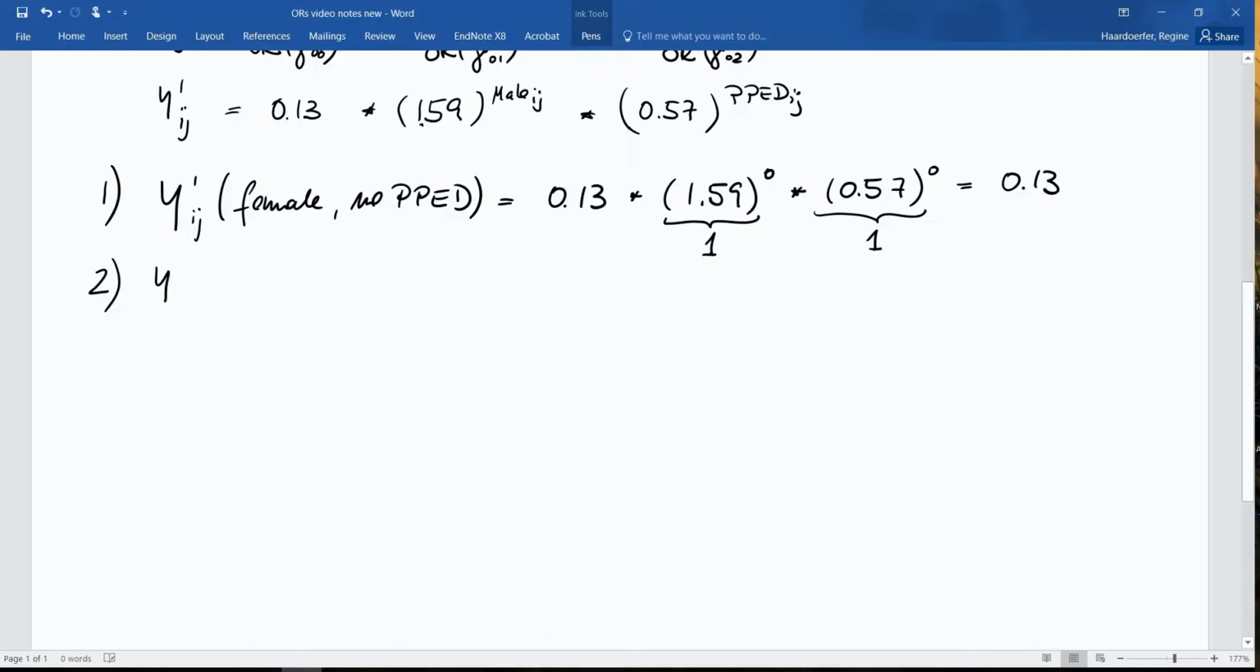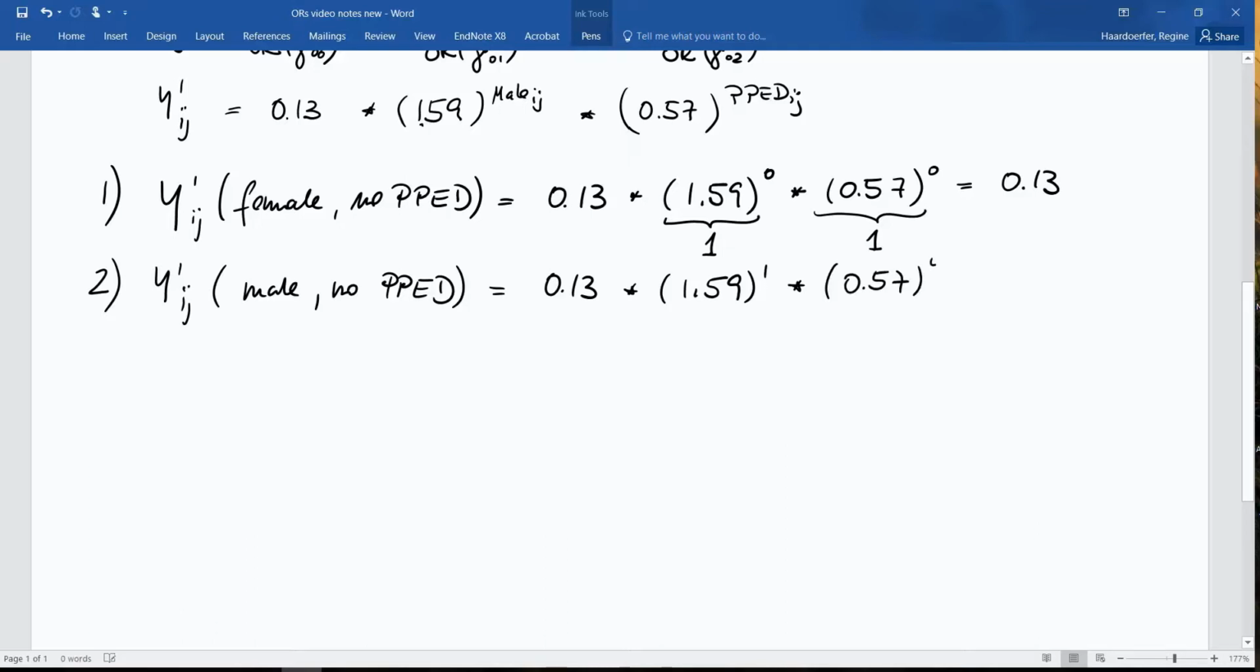Second case, and now we have a couple of options. We're going to take a male student with no pre-primary education, and so just filling in the numbers, 0.13 times 1.59 to the power of 1 times 0.57 to the power of 0. To the power of 1, anything is just the same as the base, and 0.57 to the power of 0 is equal to 1. So what we get here is 0.13 times 1.59, and if we plug this into the calculator, we get 0.21, and so forth.